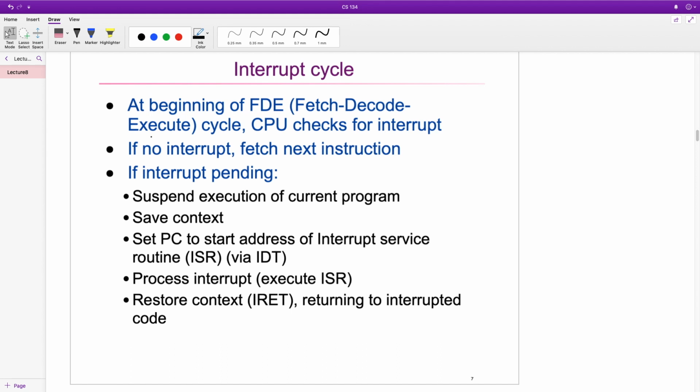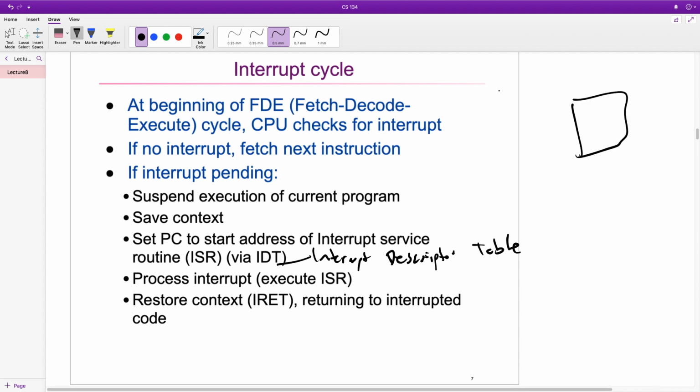So if there's an interrupt pending, basically at the beginning, the CPU suspends execution of the current program and saves context. It's just like a trap, right? It sets the PC to the start of the interrupt service routine, ISR, via the IDT, which I think is the interrupt descriptor table. It's just a well-known location in memory, because we've got a register that points to it, that has where to go for what interrupt.